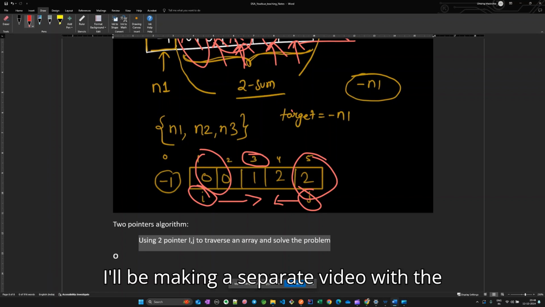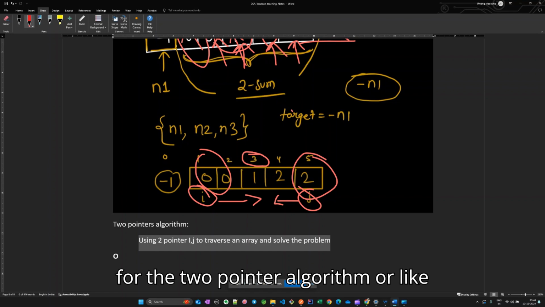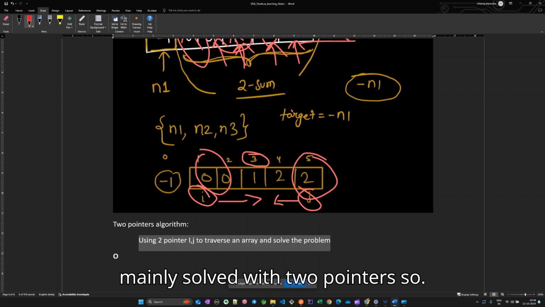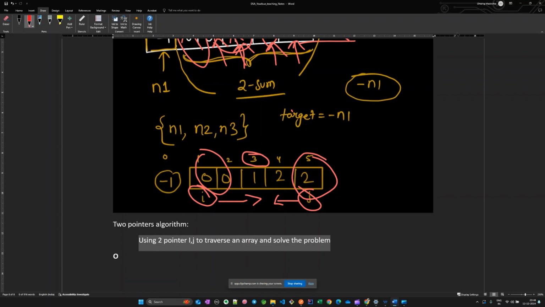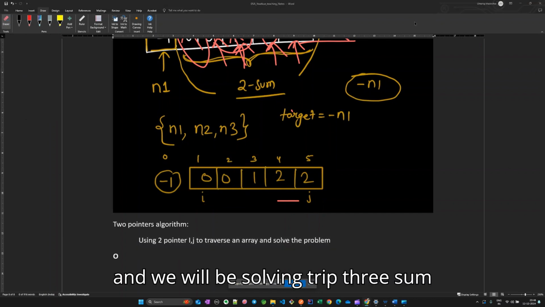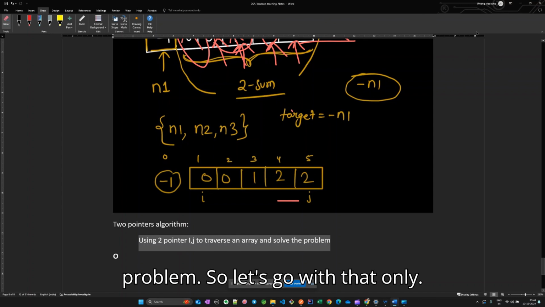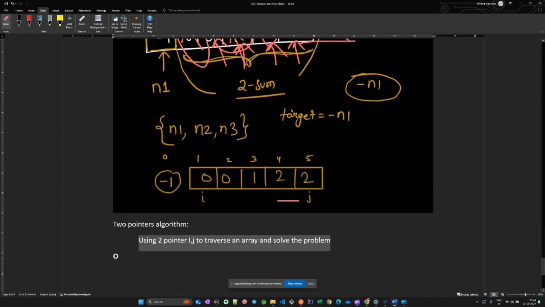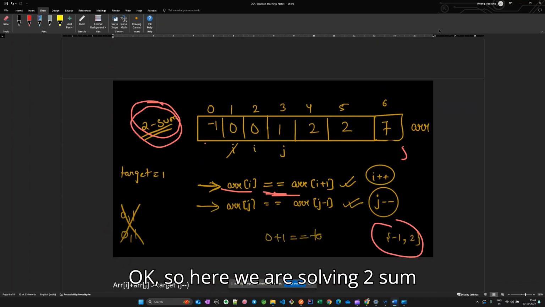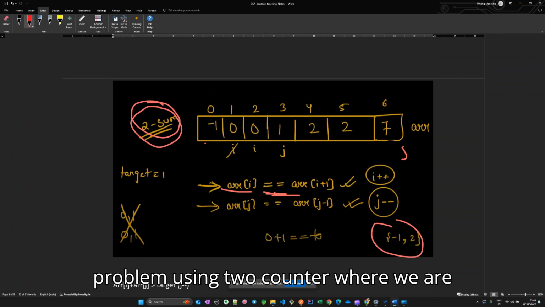I'll make a separate video on the two pointer algorithm, mainly on the questions that are solved with two pointers. So here we'll be solving the three sum problem, so let's go with that. Just a second. Okay, so here we are solving the two sum problem using two pointers, with i and j.